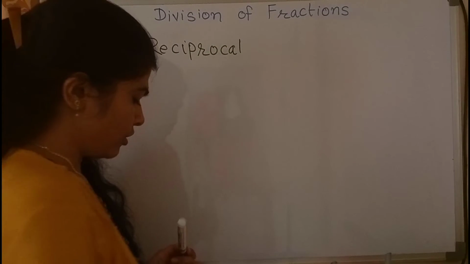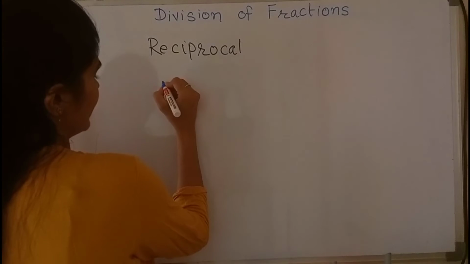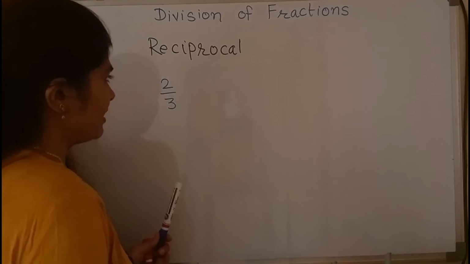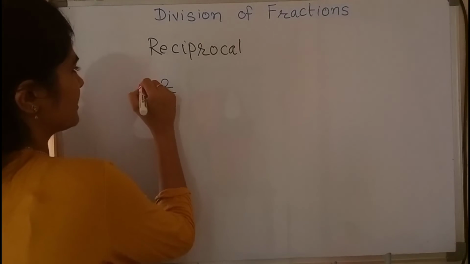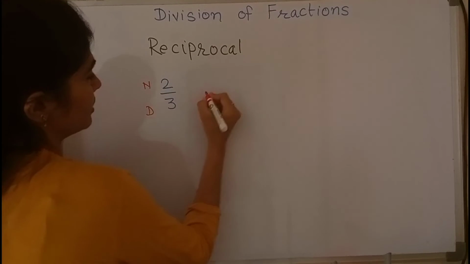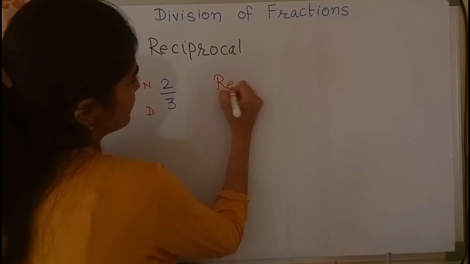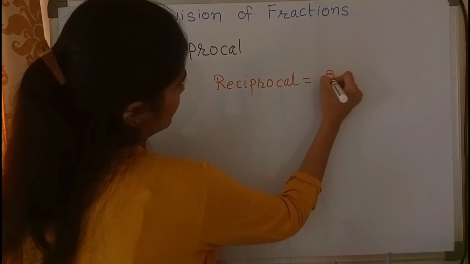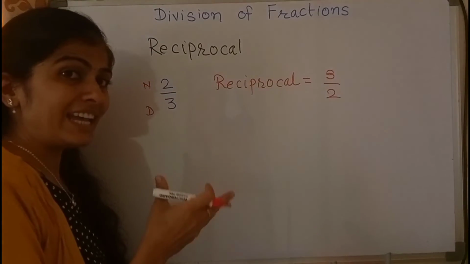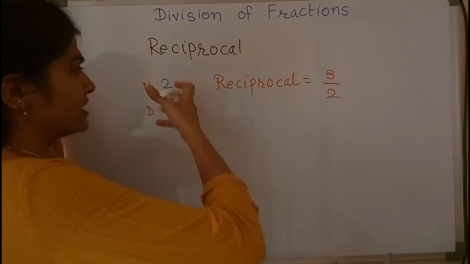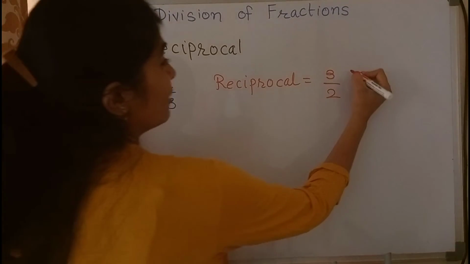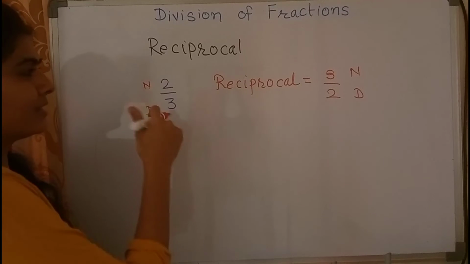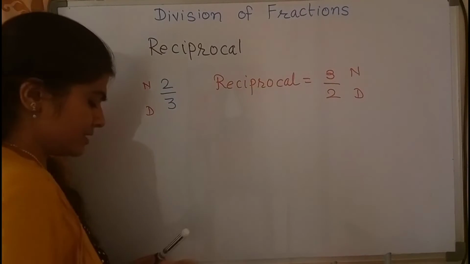Now what is the reciprocal of a fraction? If I say that the fraction is 2/3, this is my fraction. Now if I want to take its reciprocal, this is my numerator, this one is my denominator, right? So its reciprocal is 3/2. It means I need to flip, or change, the denominator and numerator. Now my numerator is 3, my denominator is 2.